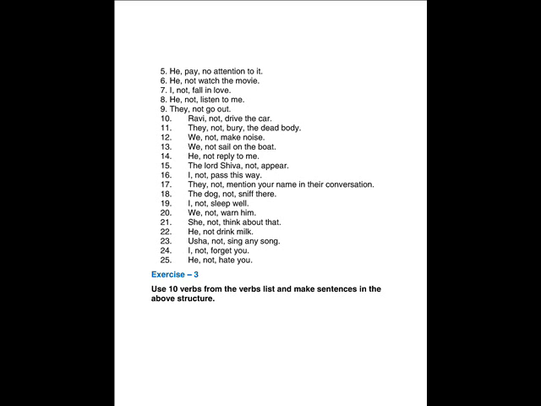So all these sentences we have done, and I think by now it has become completely, simply, almost obviously and easily clear to you that you have to keep did plus not plus V1 when you make negative statements in simple past. Now we come to exercise 3, and you can use 10 verbs from a verb list and make sentences of your own in that verb structure. Definitely you'll be able to do it. We are absolutely confident of that.